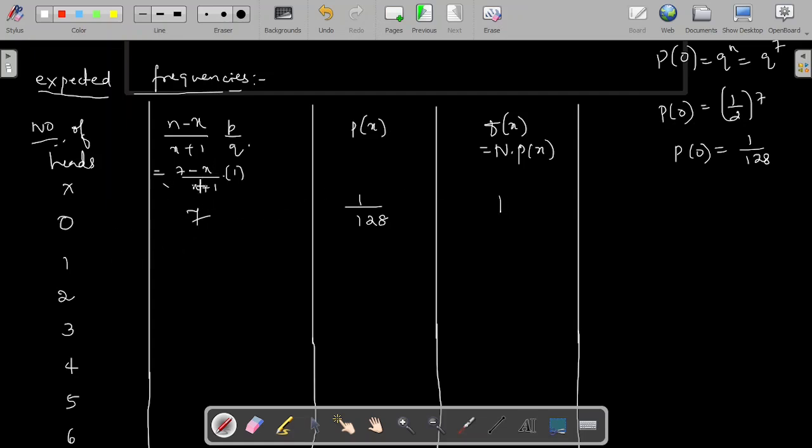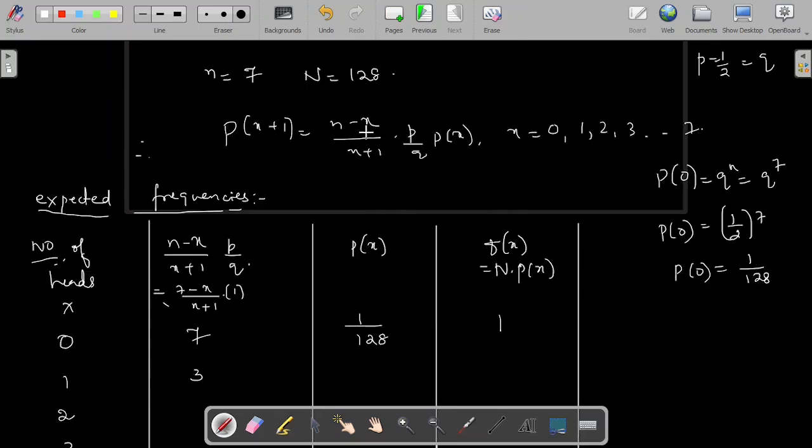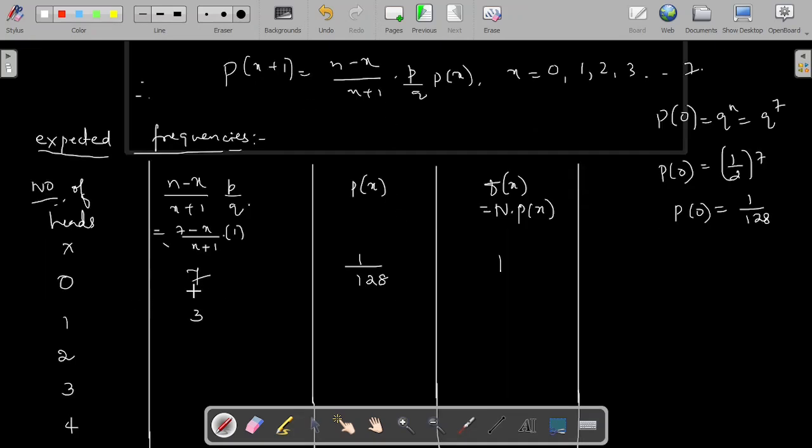Next, put x equal to 1 here. 7 minus 1 is 6, by 2. 6 by 2 is nothing but 3. Then P of 1 I want now. How to get P of 1? That is this value, for x equal to 0, into P of 0. When x equals 0, the value of this expression is 7. So I have to multiply 7 into P of 0, so 7 by 128. Once again multiply that by 128, that is equal to 7.